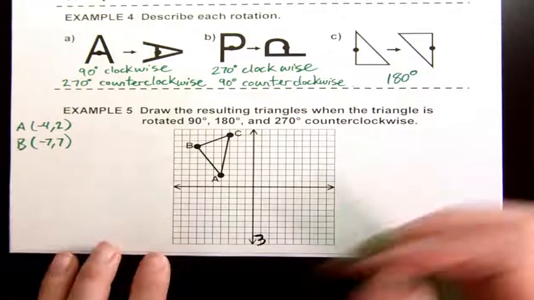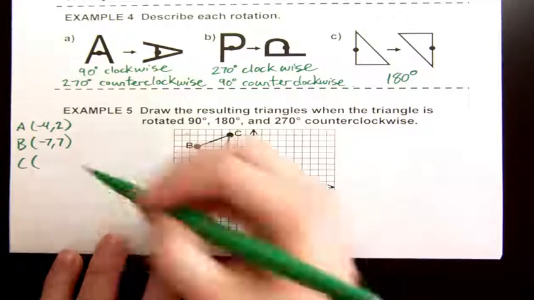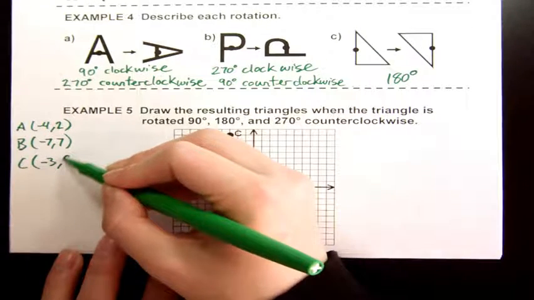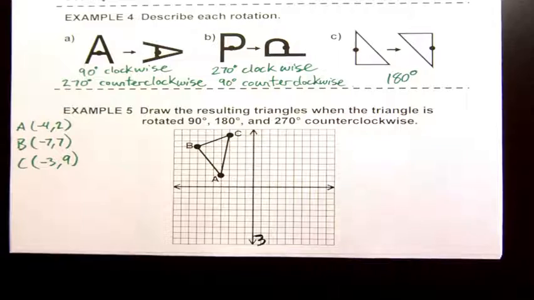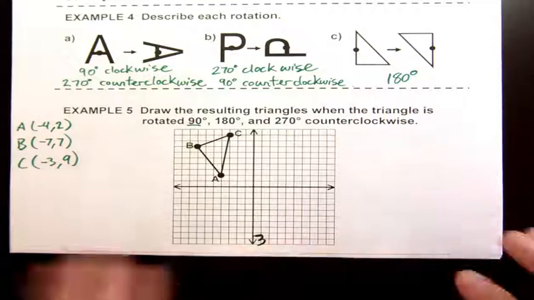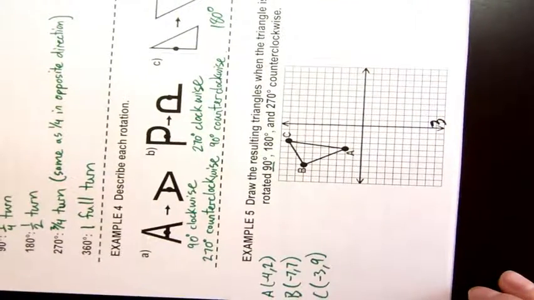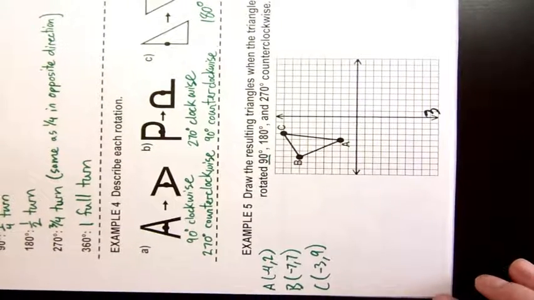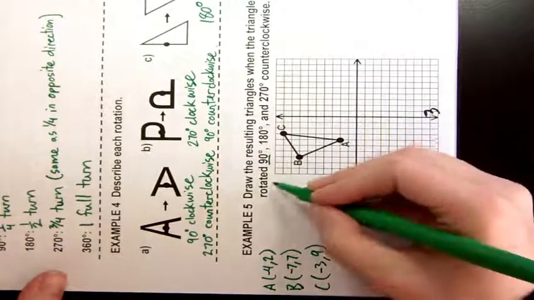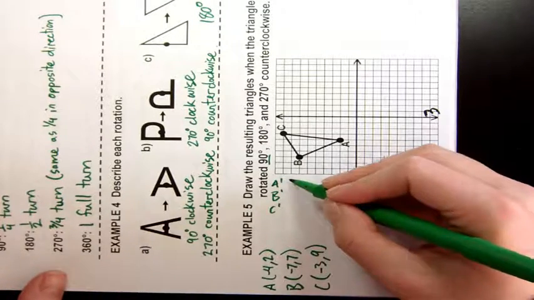Negative 7, 7. And what is C? Okay, so those are our original coordinates. It tells me to rotate counterclockwise, so I'm going to do the 90 degrees first. 90 degrees counterclockwise. Easiest thing to do is just turn your paper 90 degrees counterclockwise. Okay? And now we're going to label these points, which will be our A prime, B prime, and C prime, as if the paper wasn't rotated.